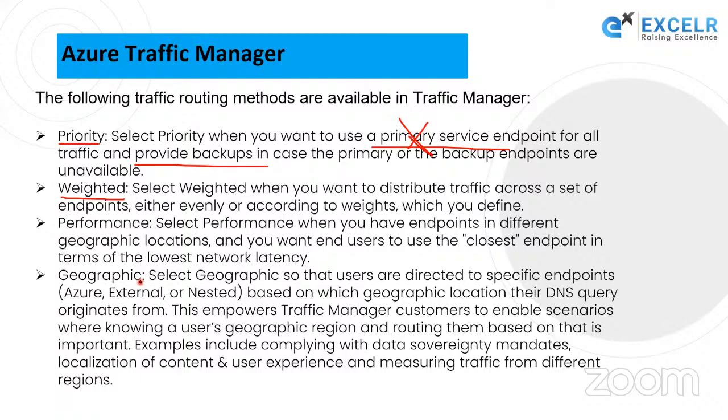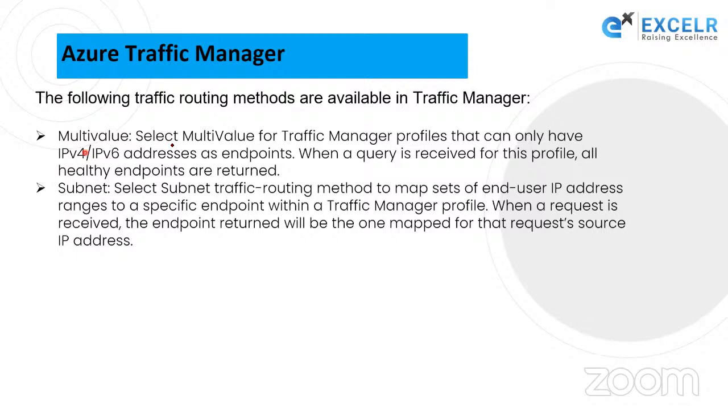So based upon the geographic traffic routing method, you will divert the people coming from US to one service endpoint, and people coming from France and Canada will be routed to another endpoint. That way they will be able to see two different websites but on the same URL. So this is the use case of geographic. And then we have multi-value. Multi-value takes into consideration multiple endpoints, and then it does the routing based upon the queries of all the healthy endpoints which are returned as part of the multi-value.